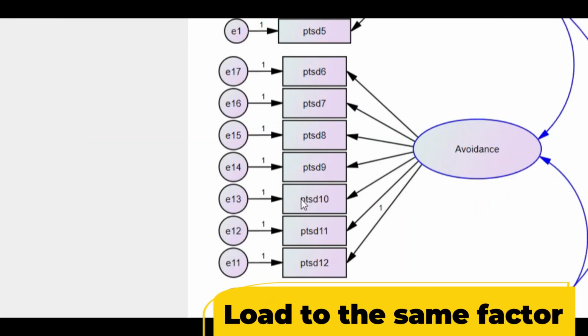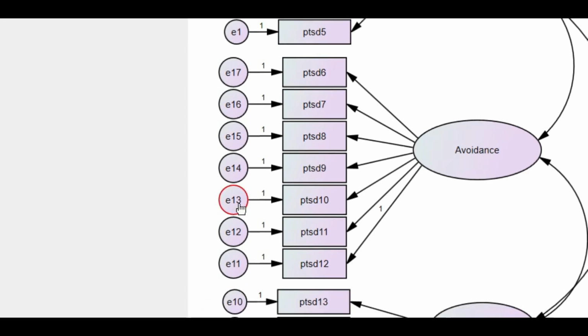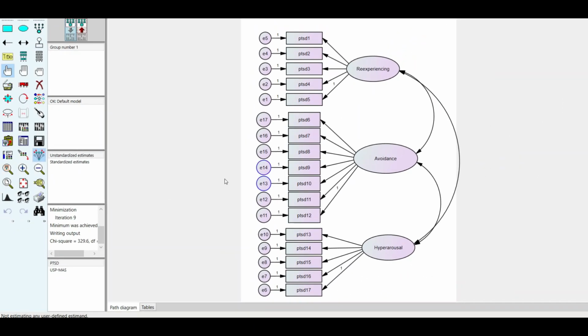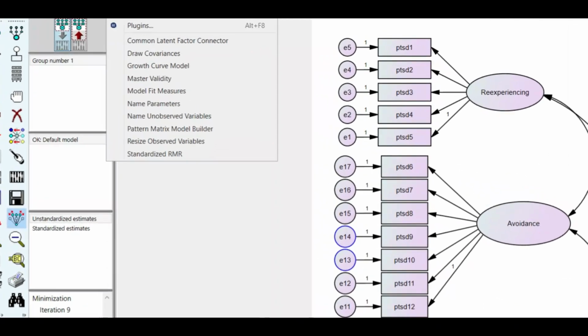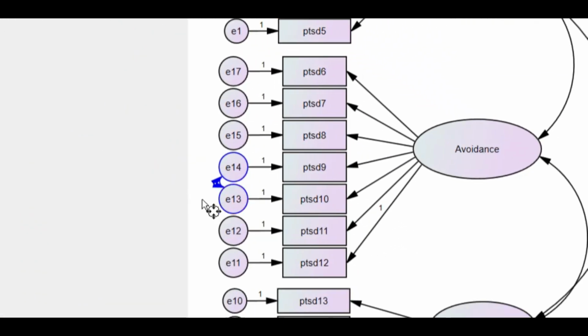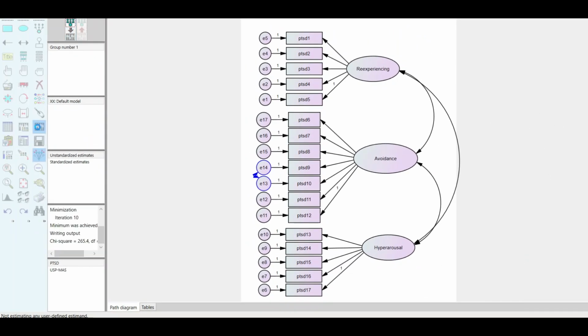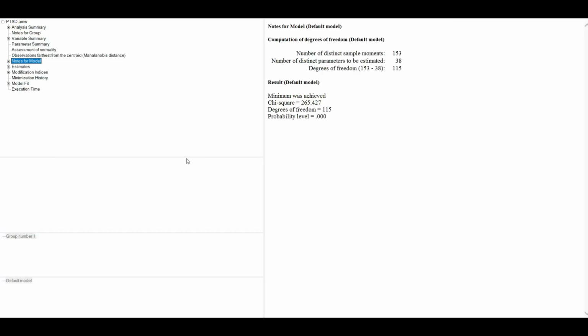So E13 and E14, they are there on the same avoidance scale. So what we can do here is we can co-vary the error terms. So let's just select E13 and E14 and let's correlate them. Similarly, going to the plugins and draw covariances. So I have co-varied that. Now let's run the estimate again. Let's come back to the model again. Come to view text, model fit.